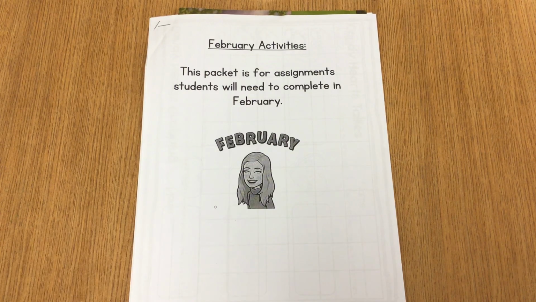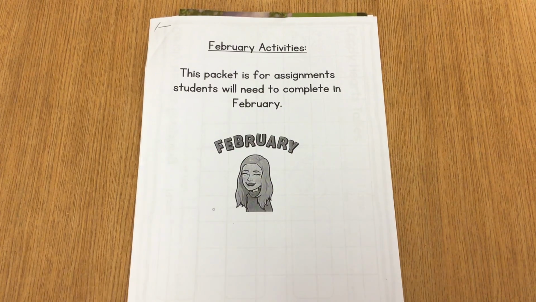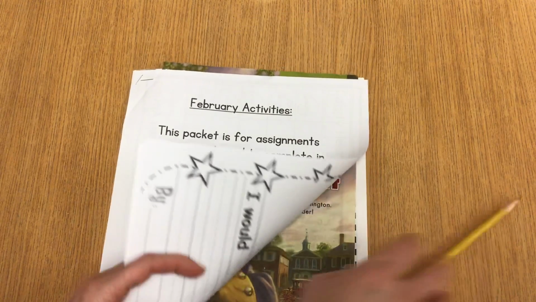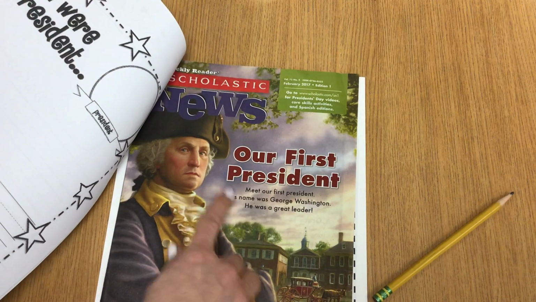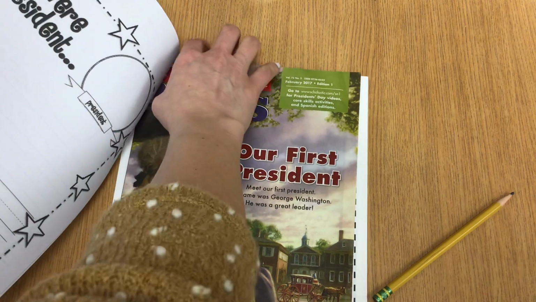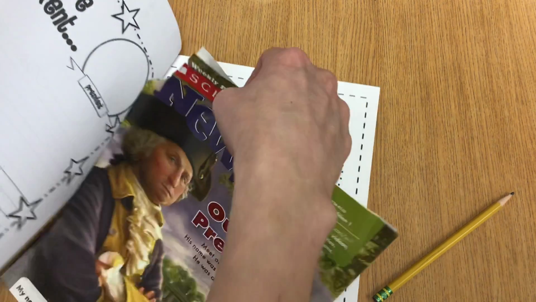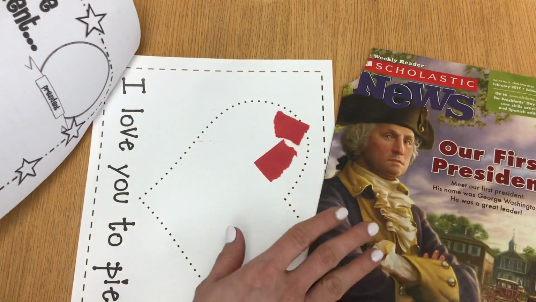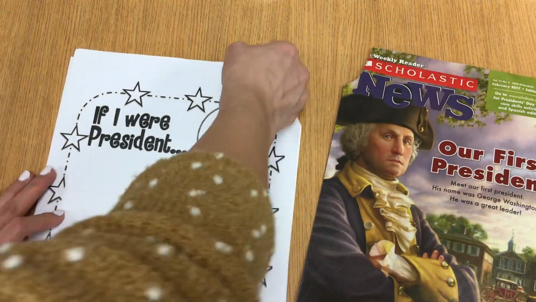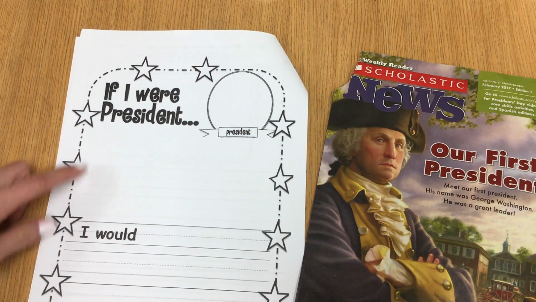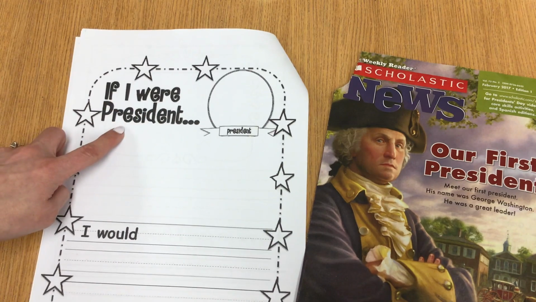For today's lesson, you're going to need your February activities packet, and we are going to be turning to this page right here that has our Scholastic News about our first president. And what I did is I just gently tore it off. It's okay if you rip it just a little bit so that you can read it with me. And then we can flip over this page right here, because after I read this with you today, we're going to be completing an activity called If I Were President.